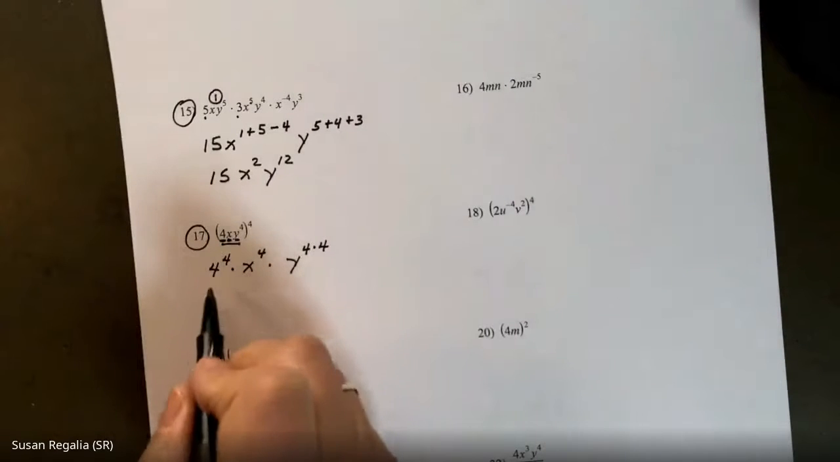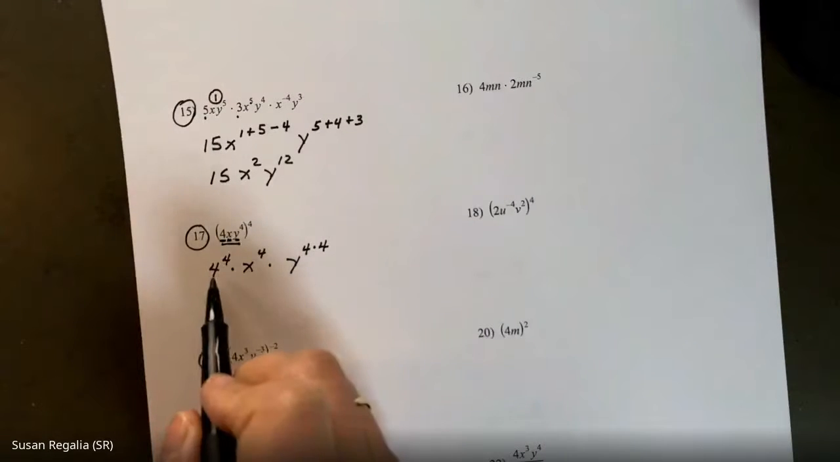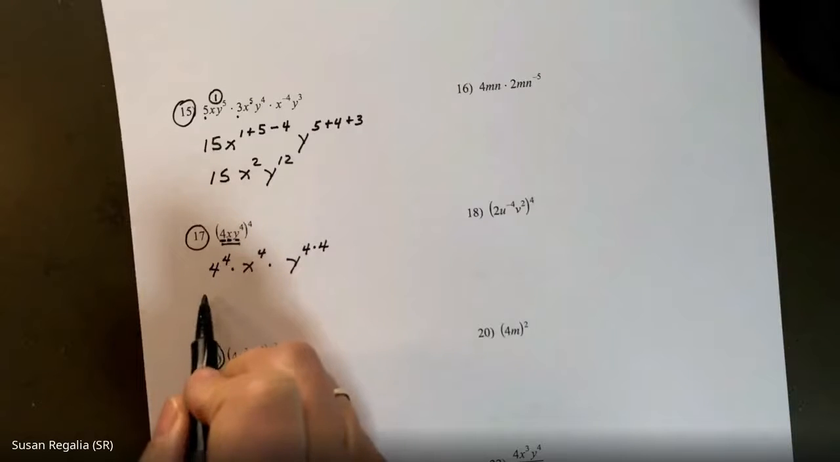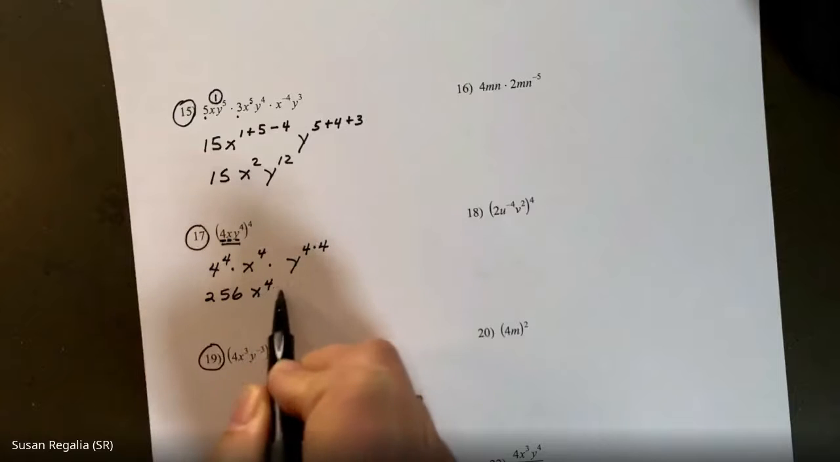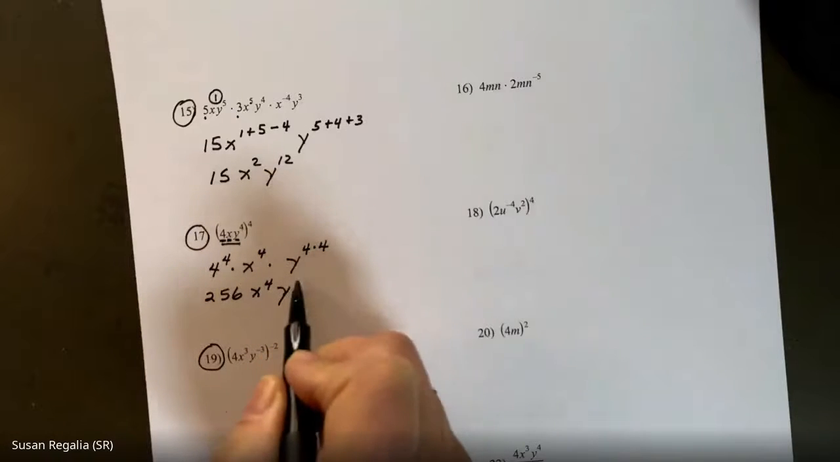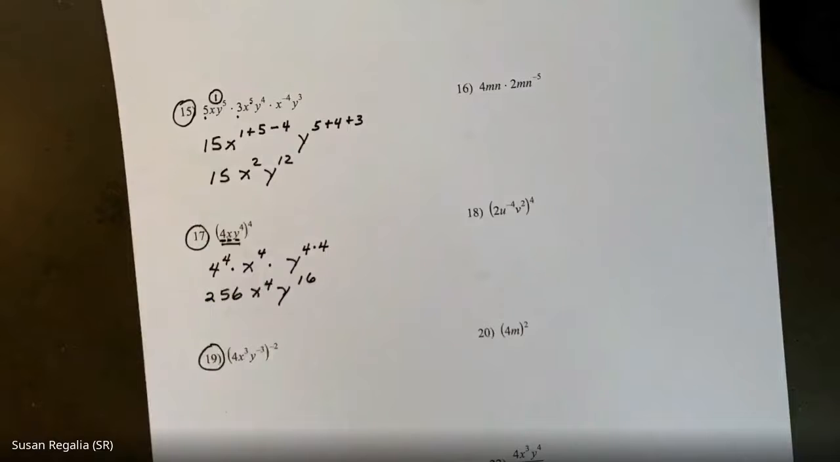So I've got 4 to the 4th power. 4 squared is 16. 16 times 16 is 256. X to the 4th, y to the 4 times 4, or 16th power.